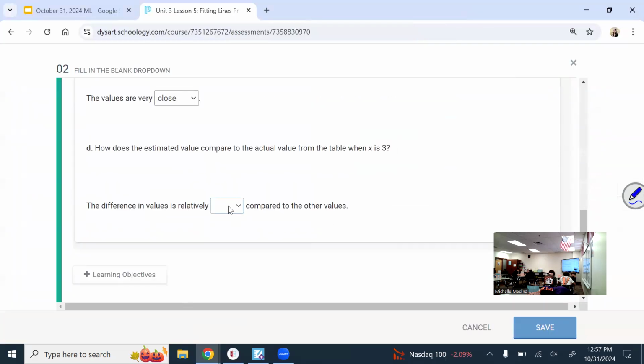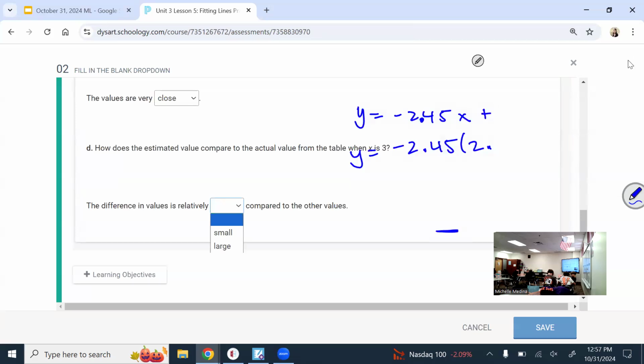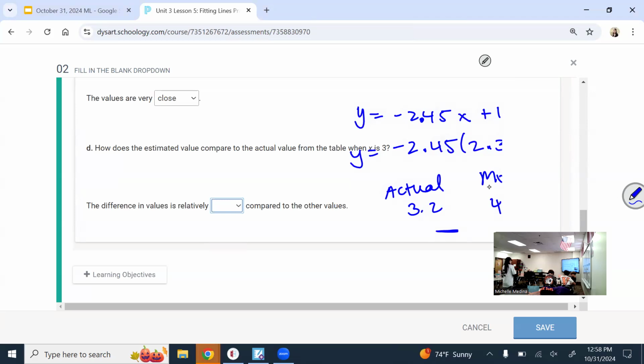Would you say that the difference in values is relatively small or large compared to the other values? So my actual is 3.2. From my linear model, my predicted was 4.48. I guess it just doesn't want me to write it inside. Compared to like the last one that we did where the values are really close, would you say that these two values are really close?